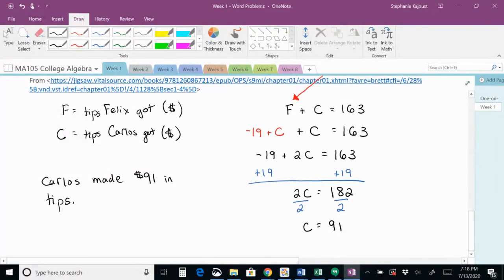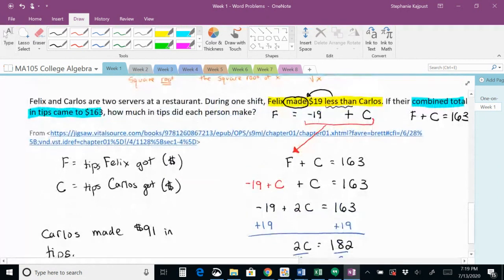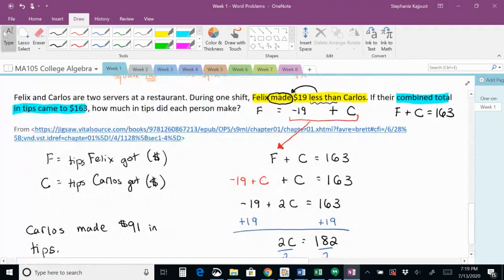So I'm writing this in context. I found c equals 91, and I'm writing down what that means. That means that Carlos made $91 in tips. Now, I want to go back to my question to make sure I'm actually answering what we're asked. It says, how much in tips did each person make? Even though I know how much Carlos made, I'm not done, because we need to know how much Felix made. So Felix made $19 less than that.